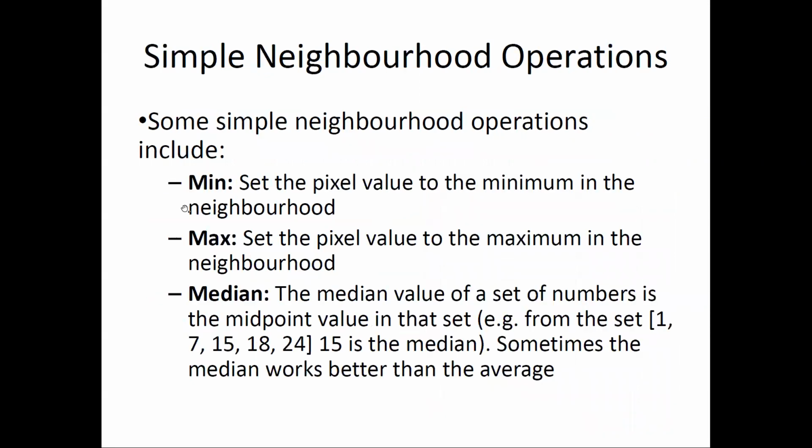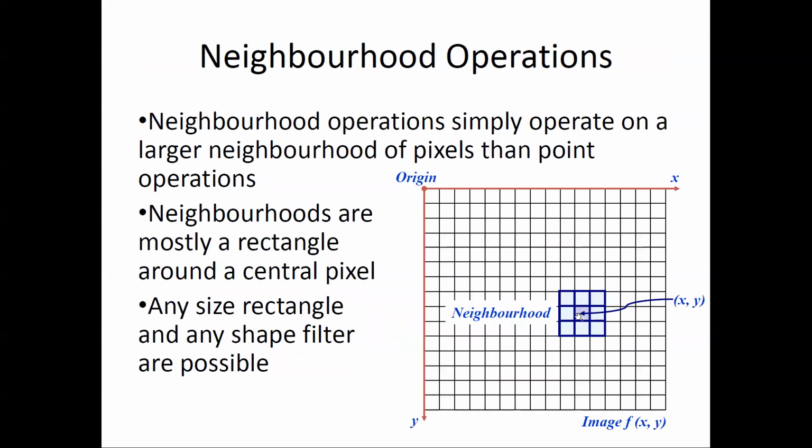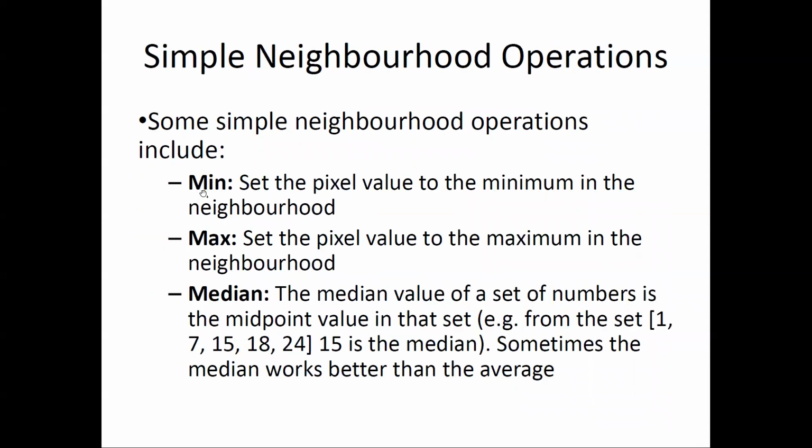Now, the simple neighborhood operations that are available are min, max and median. If I have a 3 cross 3 window, then the center pixel is replaced by the minimum value of the 9 pixels. Similarly, in max, the maximum value of the 9 pixels comes into the center. In median, we arrange the 9 values in ascending or descending order, and the fifth value will be the middle one, which comes into the center. This is very beneficial, and I'll be discussing the median filter in more detail.